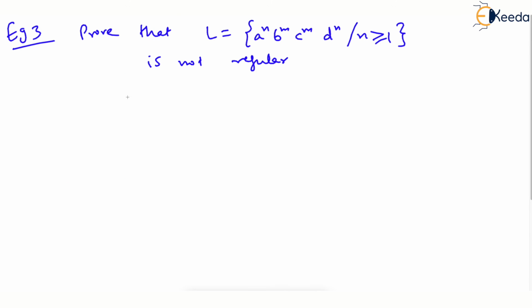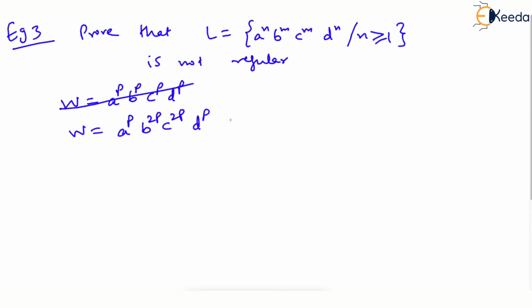Okay. And what did we say? W is a raised to p, b raised to p, c raised to p, and d raised to p. Not necessary. What about this? A raised to p, b raised to 2p, c raised to 2p, and d raised to p. Is this still an element of L? Yes, because number of b's is equal to number of c's, that's what the problem says, and number of a's is equal to number of d's. And note, length of w is very well greater than p, where p is the number of states of the DFA.